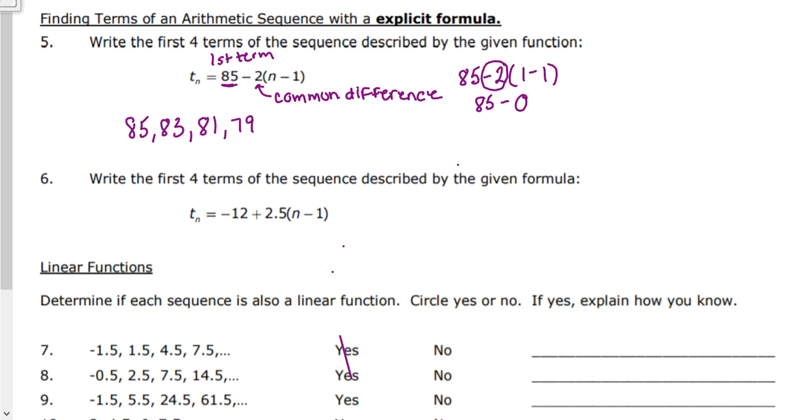I can still plug all of that into my formula. So for instance, say my second term, I want to know that. I'll plug in 2 to n. Using my order of operations, 2 minus 1 is 1. Negative 2 times 1 is negative 2. 85 minus 2 is 83. So I'm getting the same answer. So you can see how my formula works together.